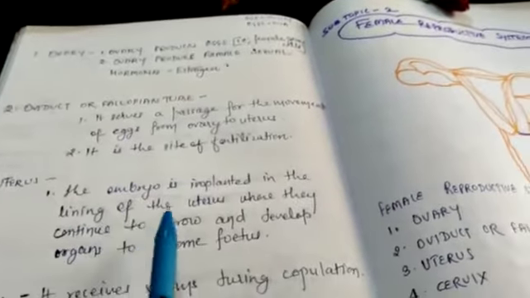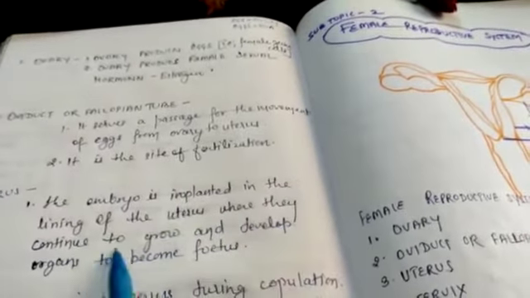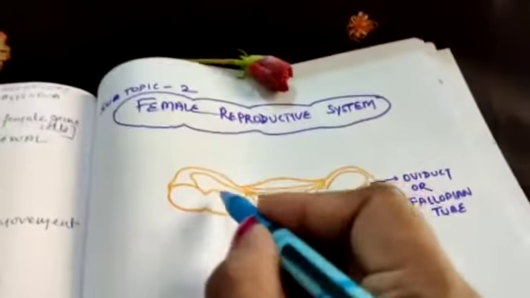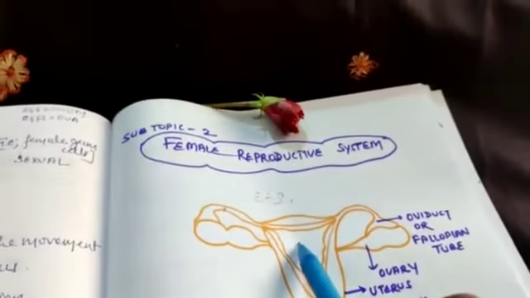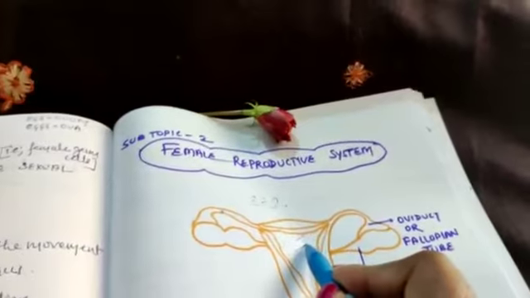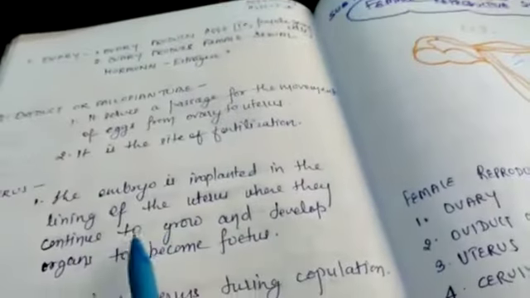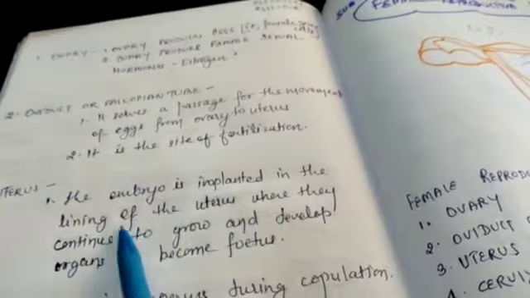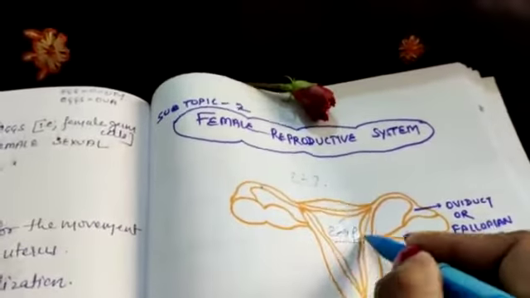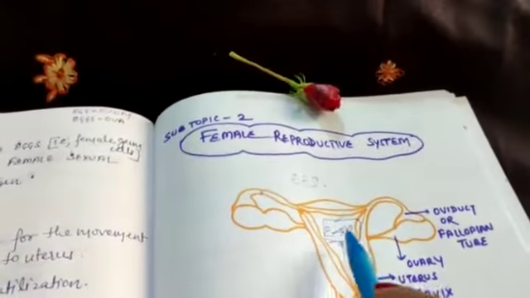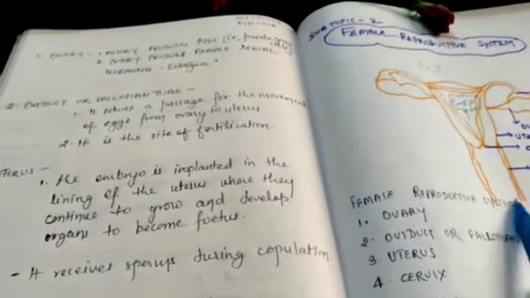Number three is about the uterus. So here, after the embryo is implanted in the lining of the uterus, it continues to grow and develops organs to become a fetus. So suppose if egg and sperm are fertilized, then the implantation of the embryo is done here in the uterus, and the whole 9 months period, the embryo is in the lining of the uterus, where it continues to grow and develops organs to become a fetus. So here the embryo turns into a fetus over the whole 9 months, right? This whole process occurs inside this uterus, right? And at the time of birth, the fetus comes out from the uterus.